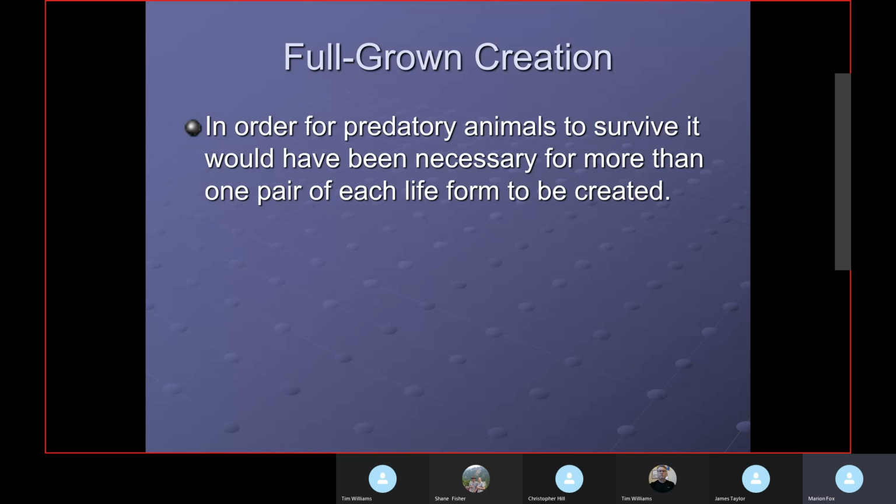And of course, the Bible doesn't tell us there was only one pair of each, one pair of cattle and one pair of sheep and so forth. Doesn't tell us that. So there's no reason to believe that there was only one pair.